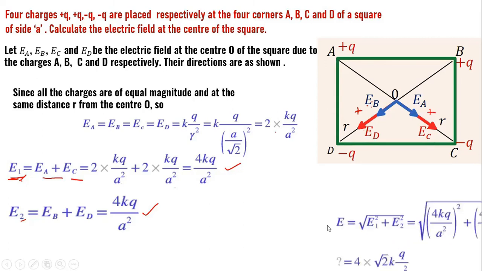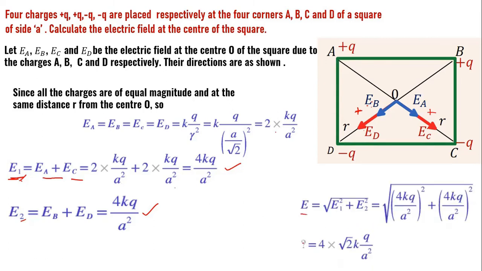Next, we want the net electric field. So the net electric field will be equal to the square root of E1 square plus E2 square. So now the sum of this and this will give you the net electric field. Magnitude wise, we have to add up this value and this value. Ultimately, on solving this square root, we will get 4 root 2 KQ by a square.